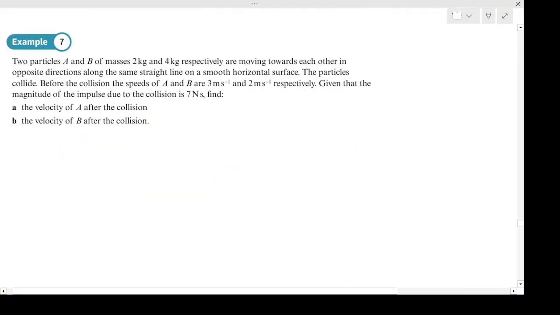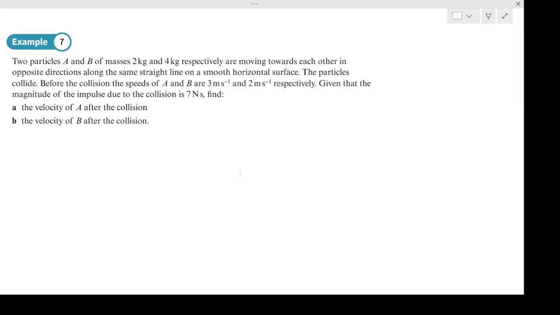So we're told two particles A and B of masses 2 and 4 are moving towards each other in opposite directions. Before the collision, the speeds of A and B are 3 and 2. Given that the magnitude of the impulse is 7, find the velocity of A and B after the collision.